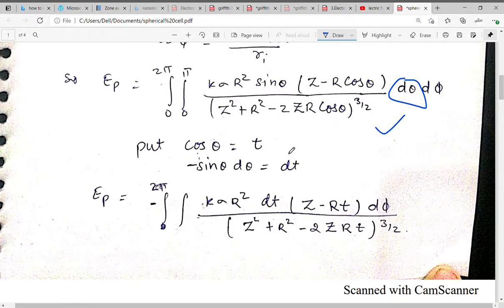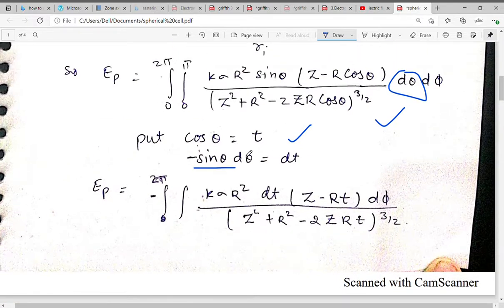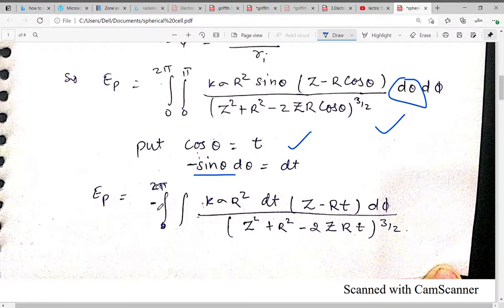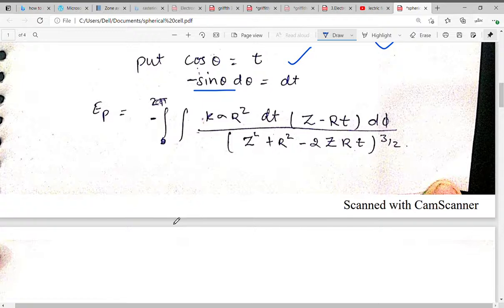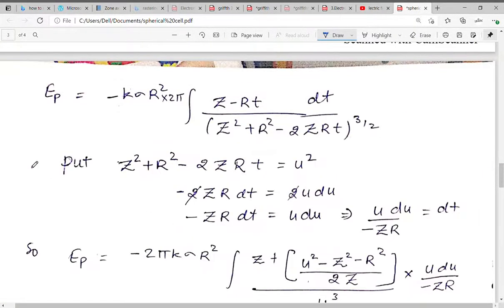Now put cos theta equals t, so the derivative of cos theta, minus sin theta d theta equals dt, and put this value of cos theta and minus sin theta dt in this expression, so we got this expression. And now I don't put limits because the limit will change, so I will put the limits further.